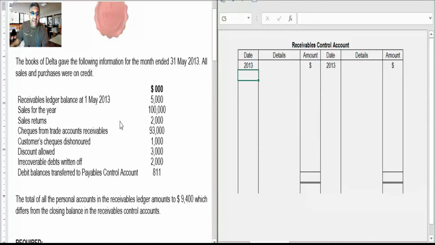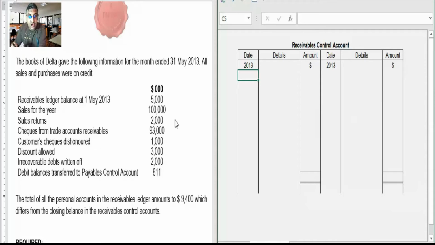The books of Delta gave the following information for the month ended 31st of May 2013. And at the same time, we are told that all purchases and sales were made on credit. Let's take a look at the figures given. Opening balance of the receivables ledger at the 1st of May 2013 is $5,000. Credit sales for the year, as precised above, all sales were on credit, so these represent only credit sales of $100,000. Sales returns, $2,000. Checks from trade accounts receivables, $93,000.